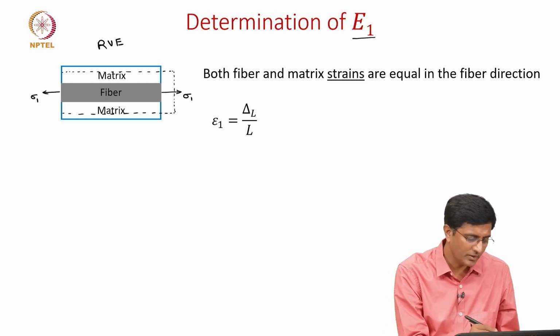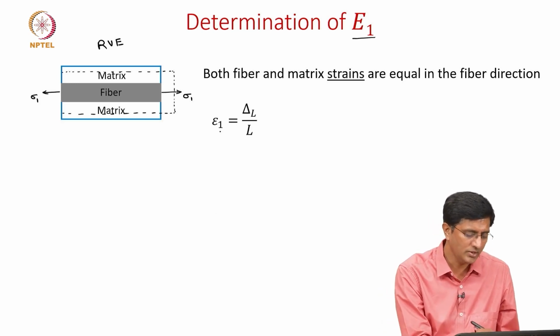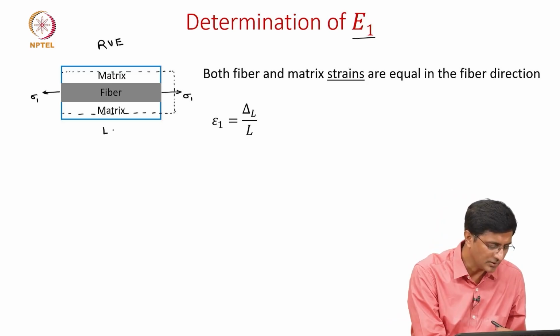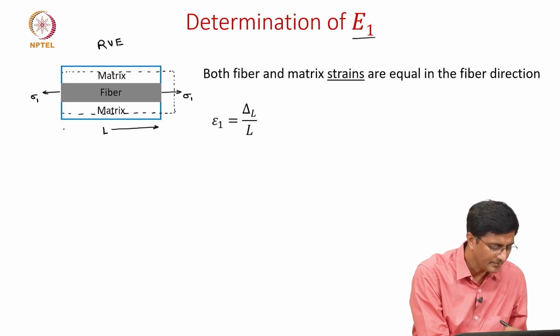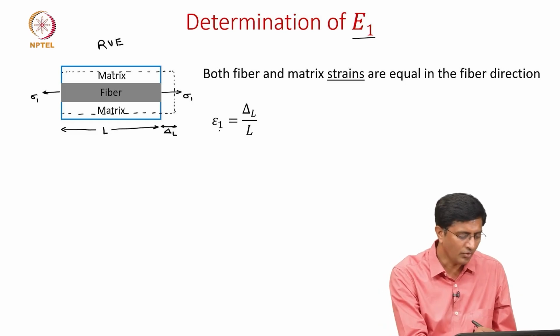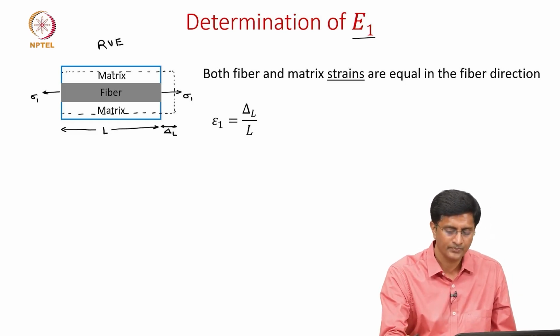We start by defining the strain in the composite. How do we define strain? It is change in length by original length. So let's say the original length is L, and because of this load we notice a change in length of delta L. Now we can write this strain as delta L by L, as we all know.